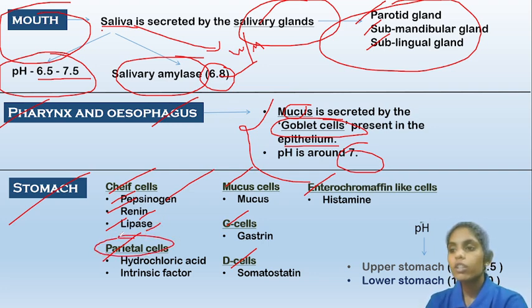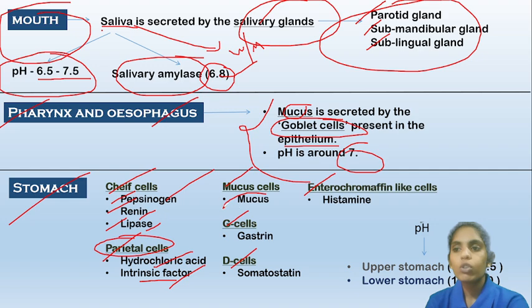And the parietal cells secrete hydrochloric acid. This hydrochloric acid plays a very important role in the digestion of the food, and it also helps in killing the bacteria which may enter into the body along with the food. An intrinsic factor will help in absorbing the vitamin B12. You can also call this Castle's intrinsic factor. Okay, this will help in absorbing the vitamin B12.